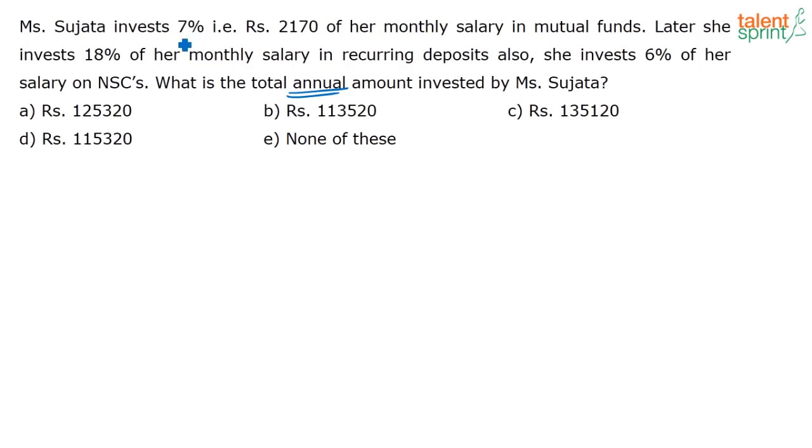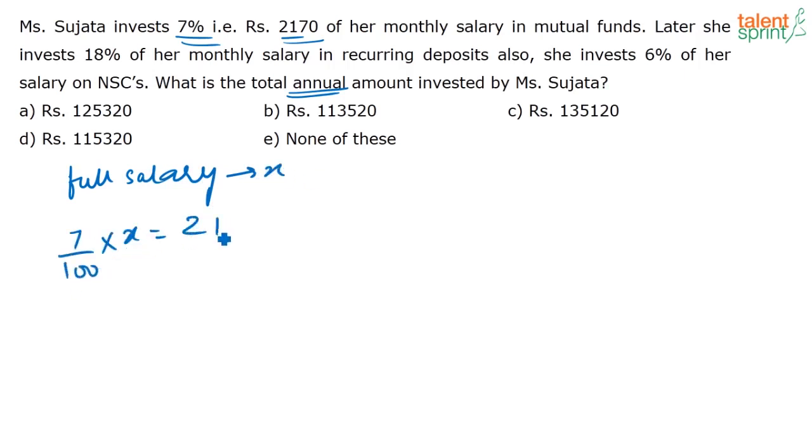So what is given? She is investing 7% of her salary. That is 2170, correct? So let her full salary be X. If her full salary is X, then what can I say? 7 by 100 into X is equal to 2170, or X is equal to 2170 into 100 by 7, correct?